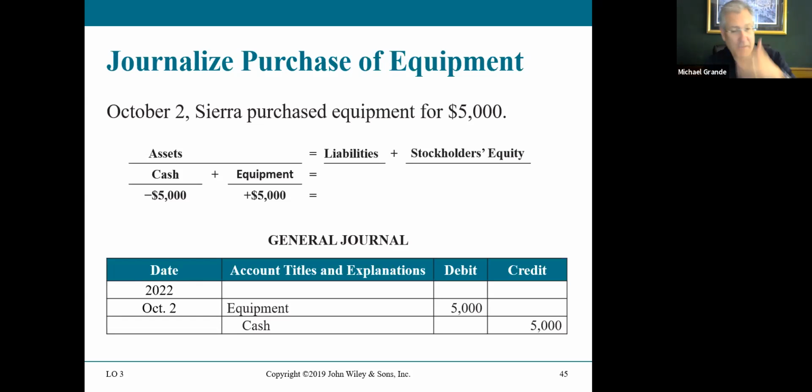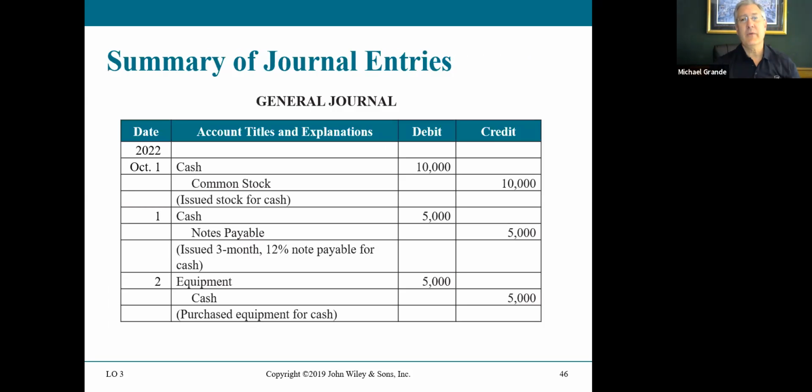Here's your journal entry. Always put the debits before the credits. As a general practice, put the debits before the credits. Equipment goes up by $5,000, debit. Cash, another asset, goes down, it's a credit. Debits equal credits. So here's my general journal, which is a listing of all the journal entries we just prepared. Again, your debits always equal your credits.